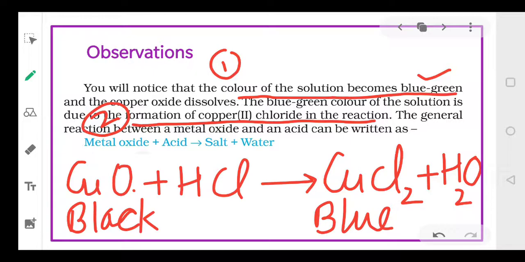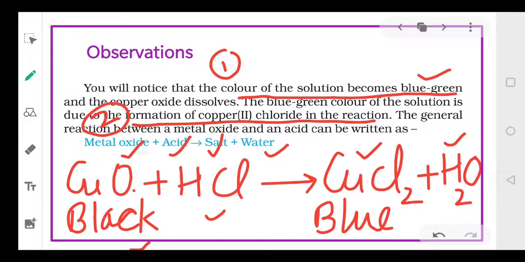Now we'll write the reaction. Whenever metal oxide reacts with acid, it will always form salt and water. So let's write the reaction now. Copper oxide CuO, which is of black color, will react with HCl. These two will react with each other. They will form copper chloride and release water. And this copper chloride is of blue-green color. Clear? I hope everybody has understood this activity.